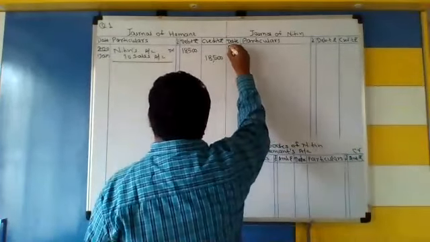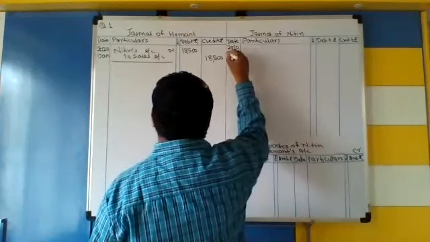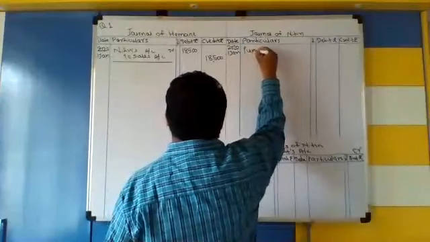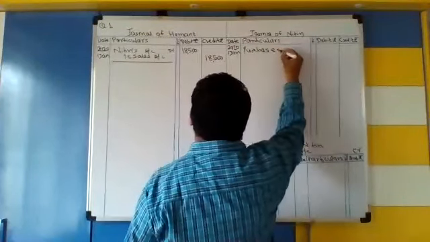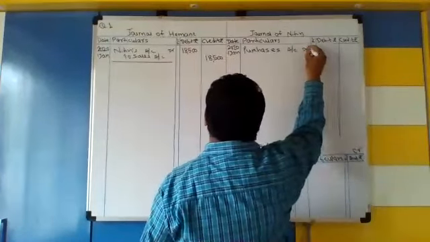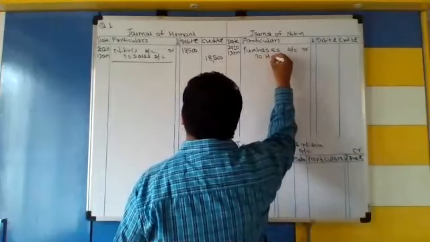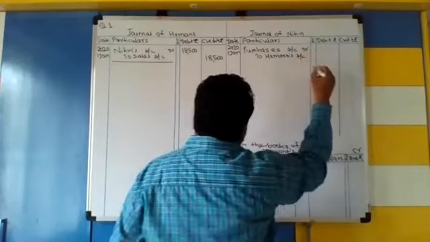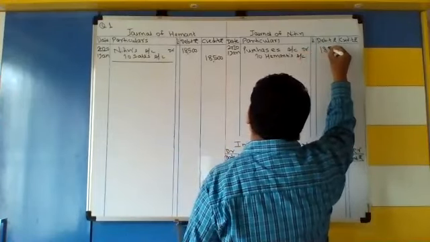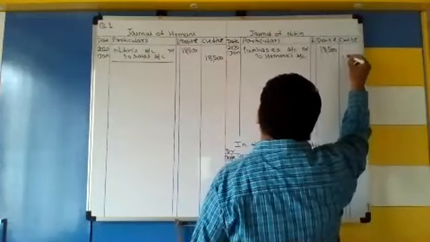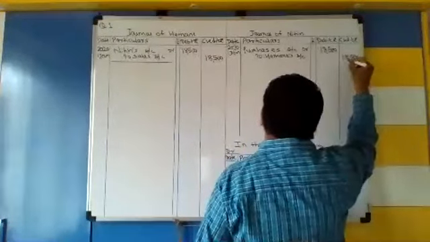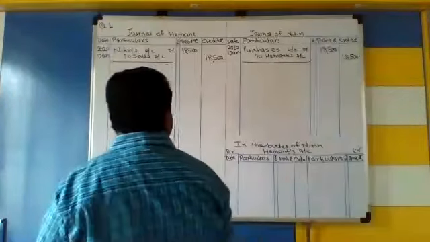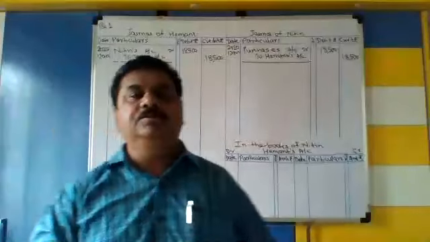Okay, for the same, Nitin will pass the entry as purchases, because for Nitin these are purchases. Purchases account debit to Hemant account, and the amount is 18,500. So this is the entry to be taken in the books of Nitin.